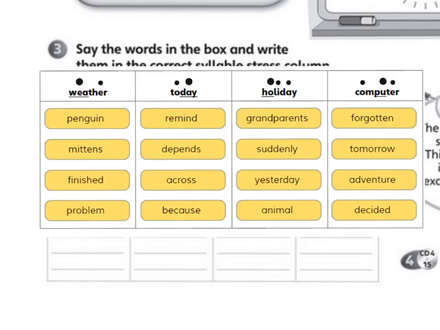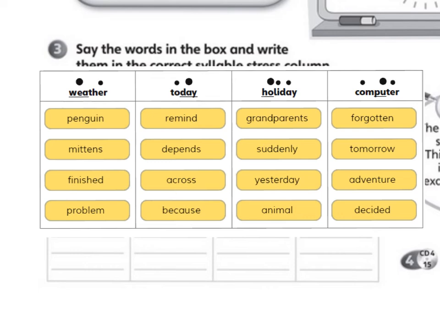So in the end, your table should look something like this. Let's pay attention to the stresses here, everyone. Weather, penguin, mittens, finished, problem. Now this one, today, remind, depends, across, because.